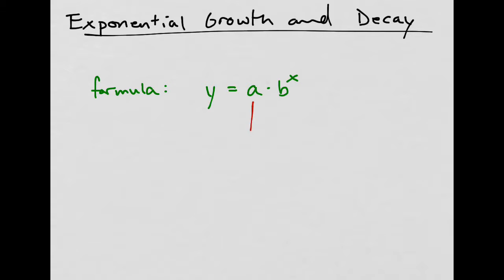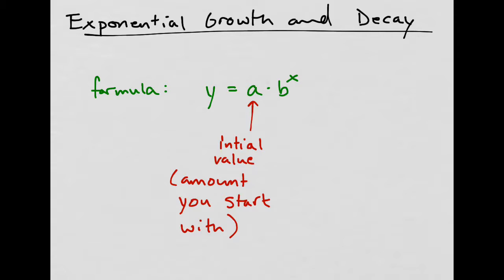First, we have the initial value of the problem, the value you start with. That's what the A is. So if I have a population starting at 500 and it grows 2% per year, the initial value would be that 500, because that's where my population started. So that's the initial value.